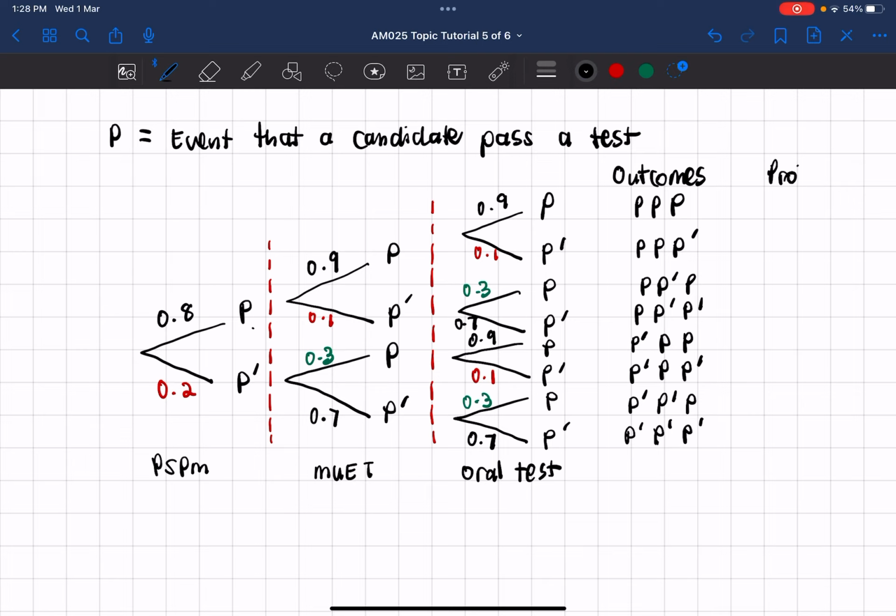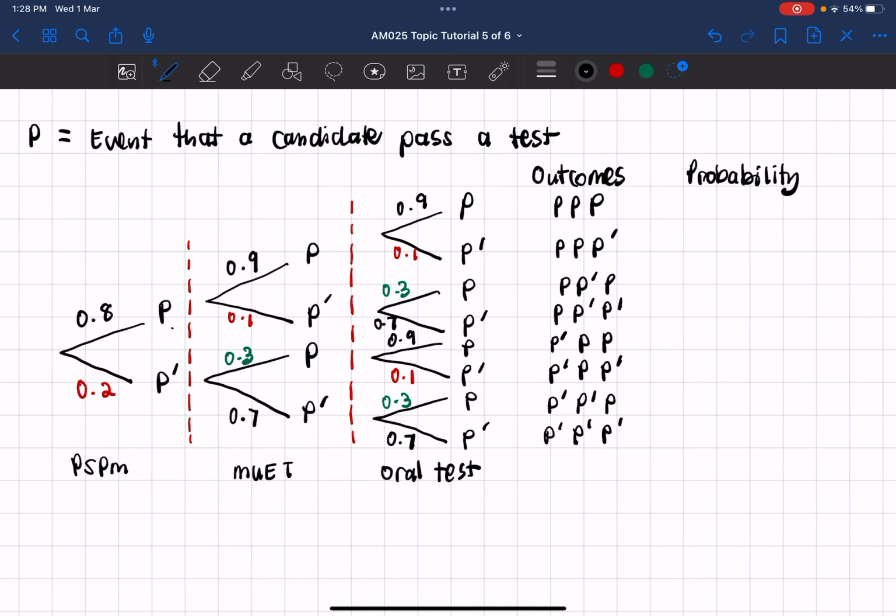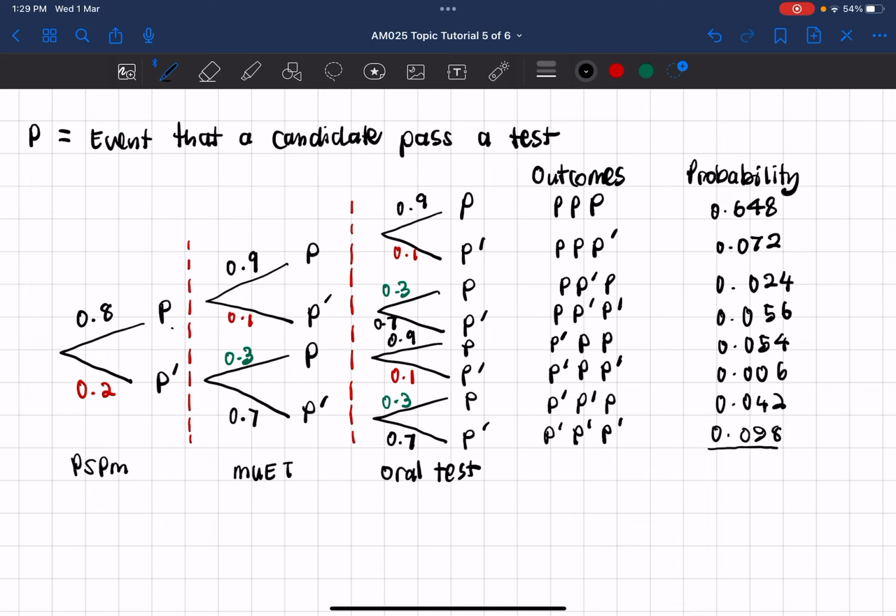So now let us calculate the probability. What we're going to have here is 0.648, 0.072, 0.024, 0.056, 0.054, 0.006, 0.042, 0.098, where the total is 1.